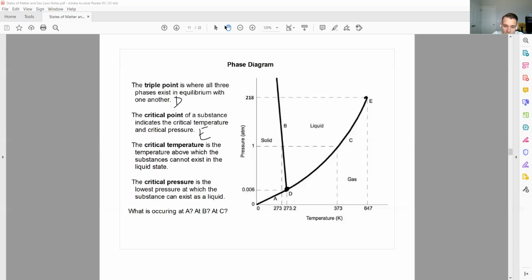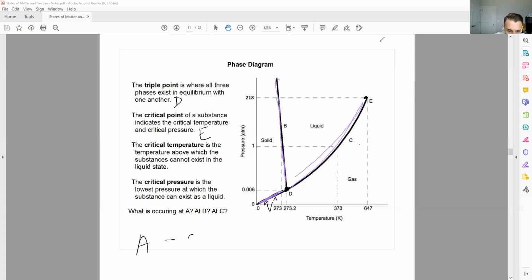So we can see here that we've also got A, B, and C. So they're the lines. So A is this line here. Maybe I'll do this in a different color. I'll do this purple. A is this line, B is this line, and C is this line. So we need to know what's happening at those lines.